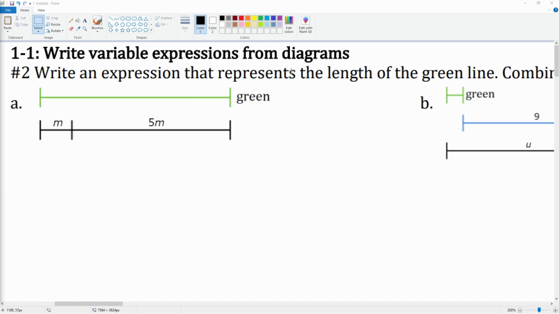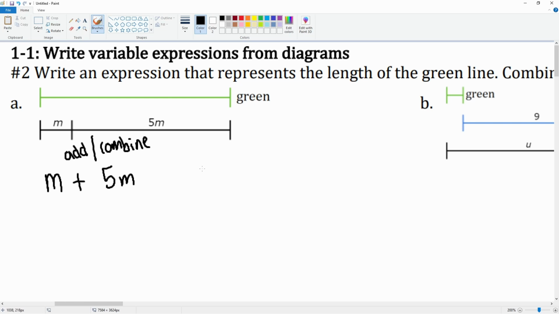We see that we have a small black piece, which is represented by the variable m. Then we have a longer piece, which is the variable 5m. So if we add this small piece of m plus the 5m, the reason why we plus them is because we are adding them or combining them, whichever word that you see. This is going to be equal to that green line here. So this is going to be the green line.